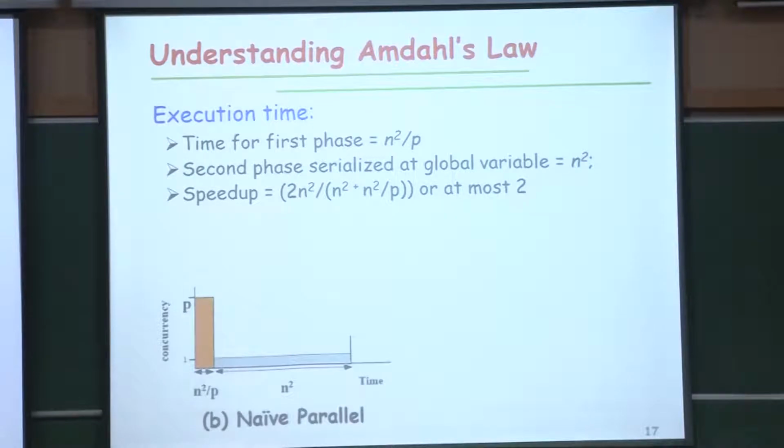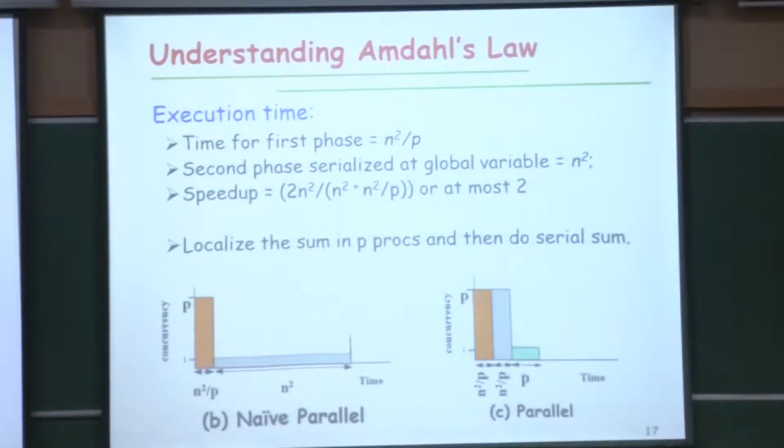But I can do something smart. I do not have to do this reduction, that is, summing up of all the elements, sequentially. I can sum up n squared by p elements in one processor, n squared by p elements in another processor. Like that I can do it in p processors, and then those individual sums I can add up sequentially. So, that is the other version.